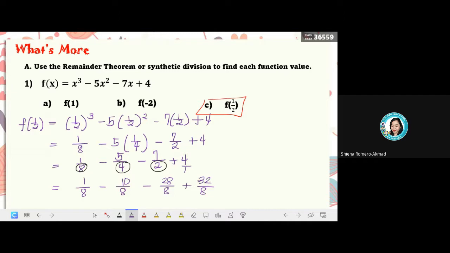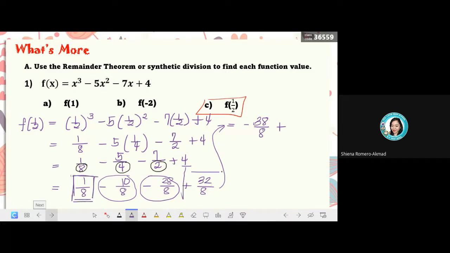So, combine muna natin lahat ng negative. Ito yung mga negative. Combine natin sila. So we will have negative 38 over 8. Plus, combine naman natin yung mga positive. Ito yung mga positive. 1 plus 32 is 33 over 8. So if you add them, since negative yung isa, magsusubtract tayo.